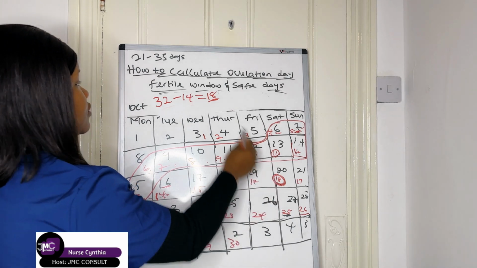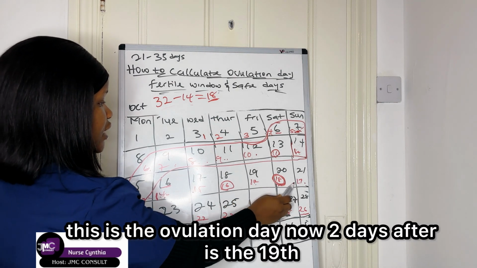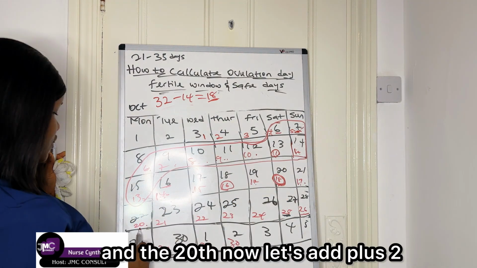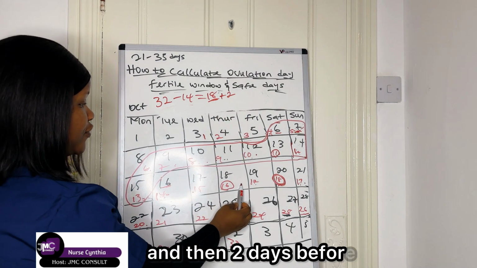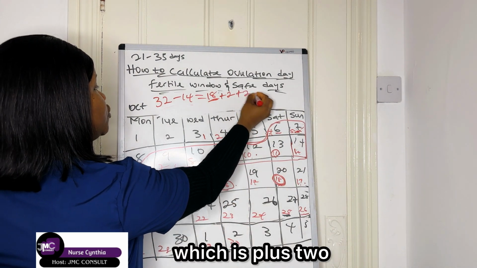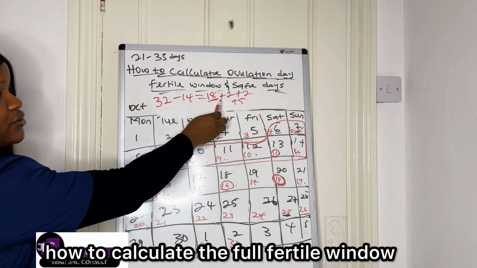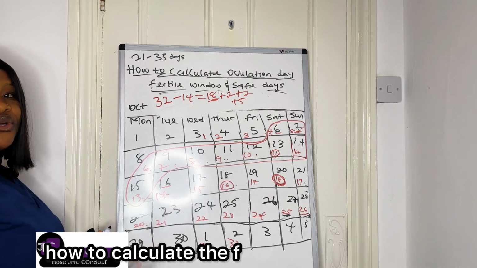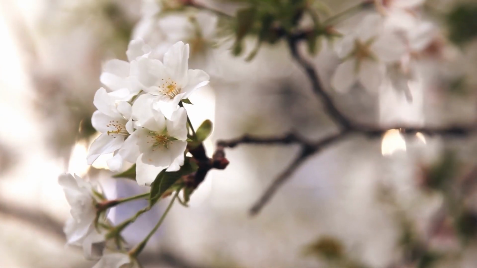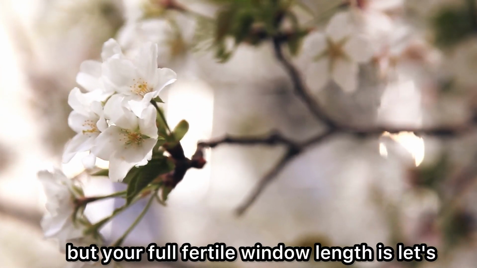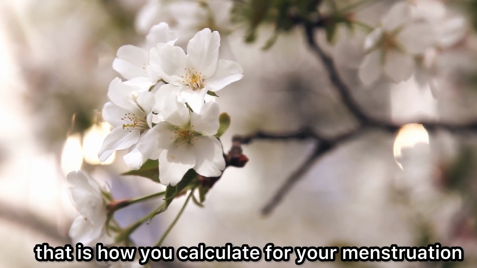Now, we have 18 here. Let's add 2 days after ovulation. This is the ovulation day. Now, 2 days after is the 19th and the 20th. Now, let's add plus 2, and then 2 days before, which is plus 2, and then 5 days before the 2 days, which is 5 days. This is how to calculate the full fertile window length. But your main fertile window is 2 days before and 2 days after. But your full fertile window length is, let's say, 7 days before and 2 days after. That is how you calculate for your ovulation day.